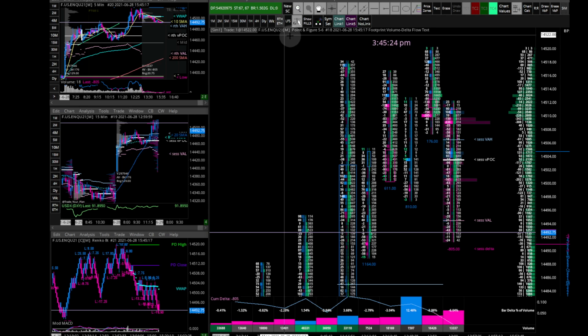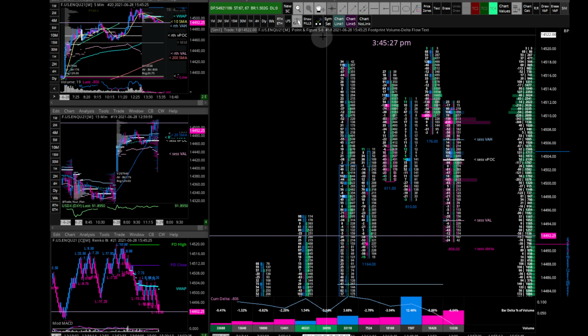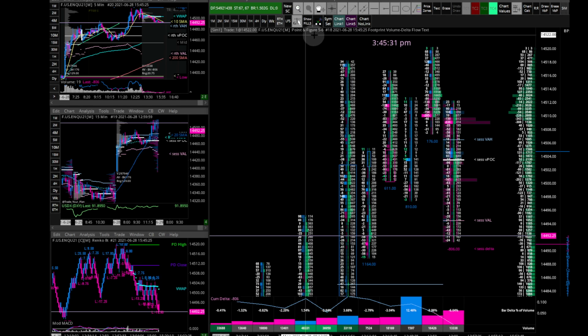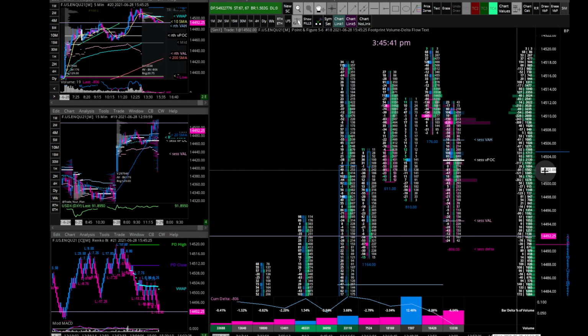So what I'm using here is a point and figure 5-6, which means there needs to be 5 rotations with a reversal of 6 ticks before a new bar prints. And let me show you why it's useful to set it this way.